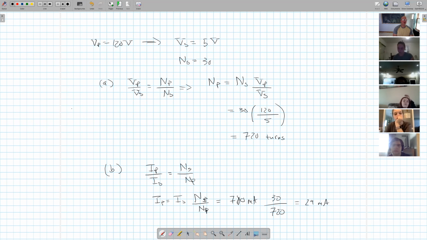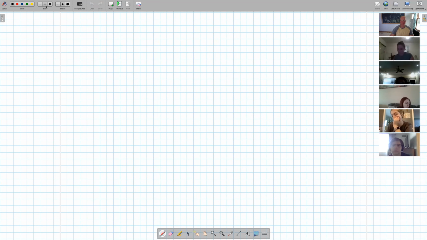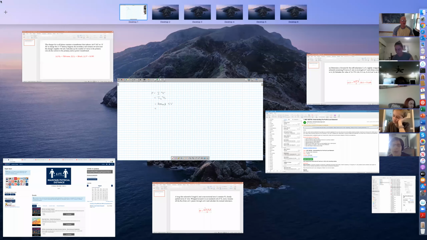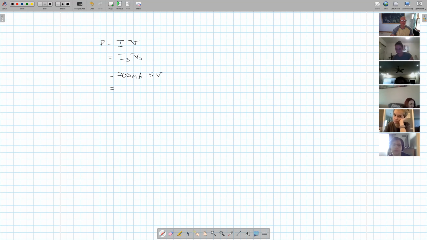Finally, part C, we want to know what is the power which is being delivered. Well, we know power is the same thing as the current times the potential. So here we can use the current in the secondary times the potential in the secondary, since we know both of those. So this is going to be 700 milliamps times 5 volts. Plugging in our numbers, that works out to be 3.5 watts.